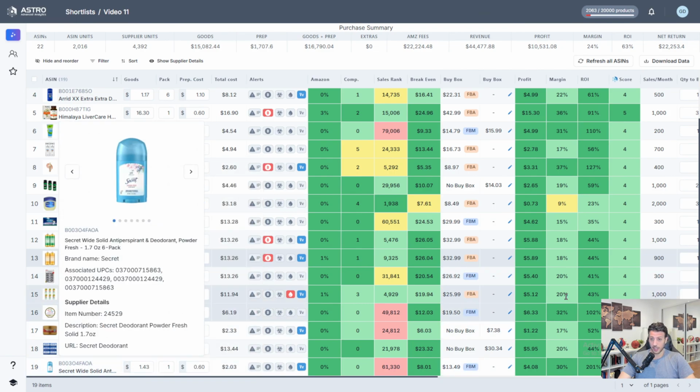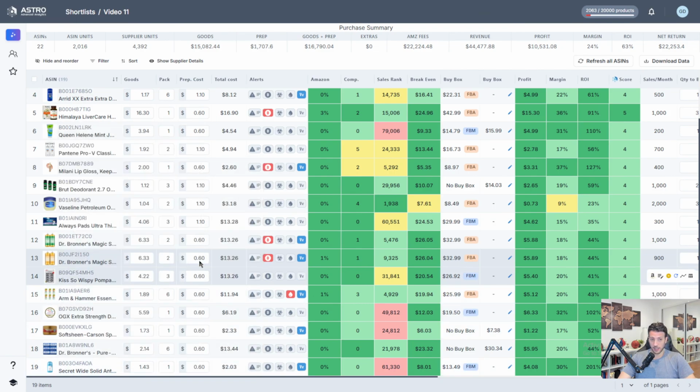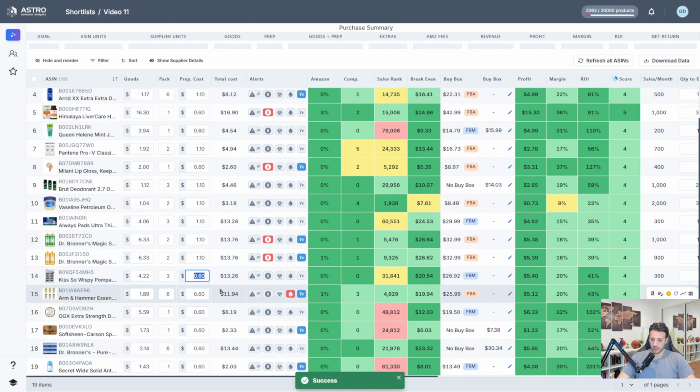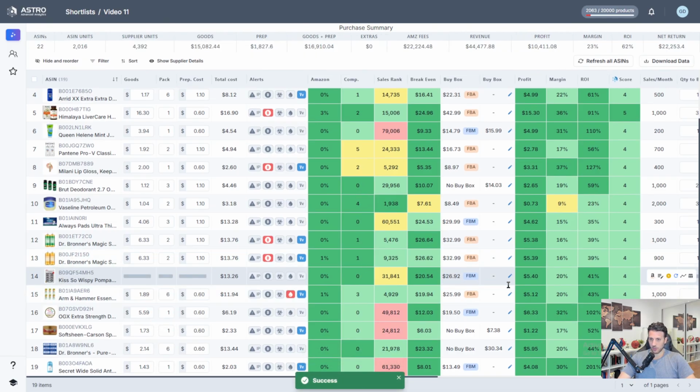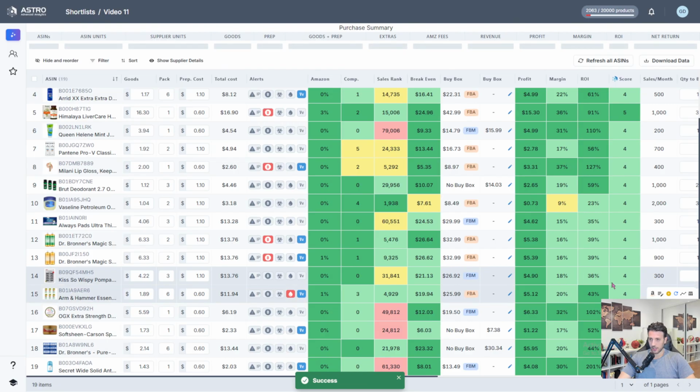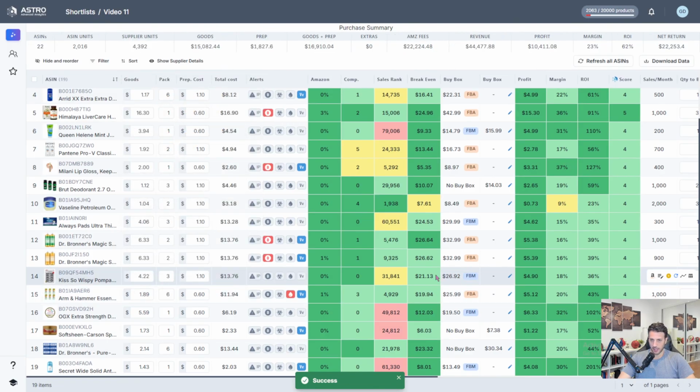So this is a pack of 3. Let me add the prep costs for these previous ones. It's another pack of 3, so the prep will be a bit more. So it's down to 36% ROI. That's still fine if the sales are there, high sales volume.